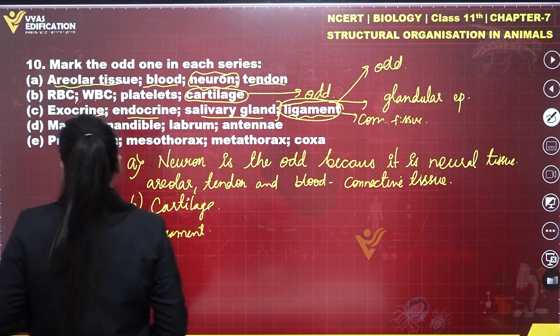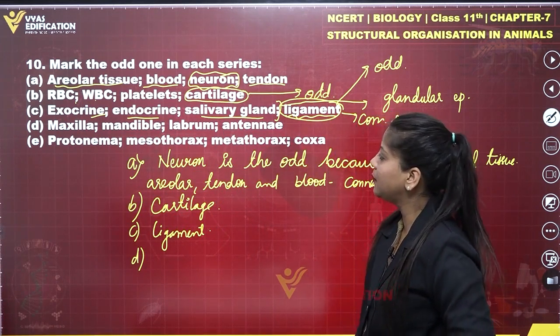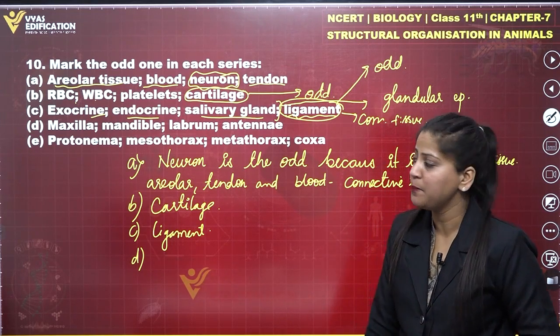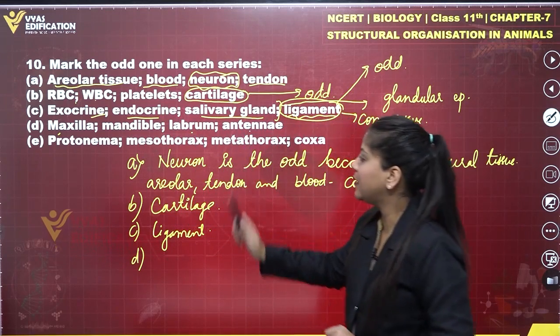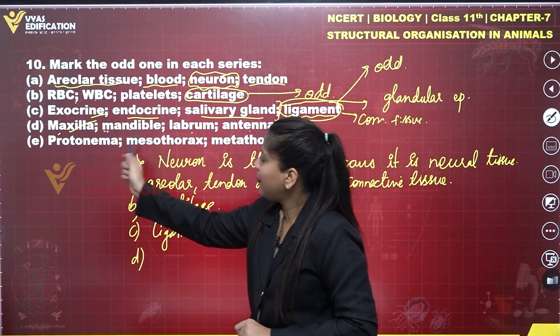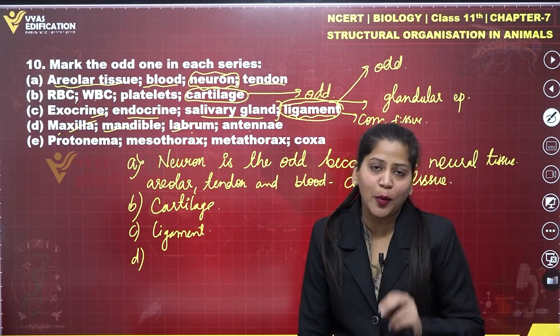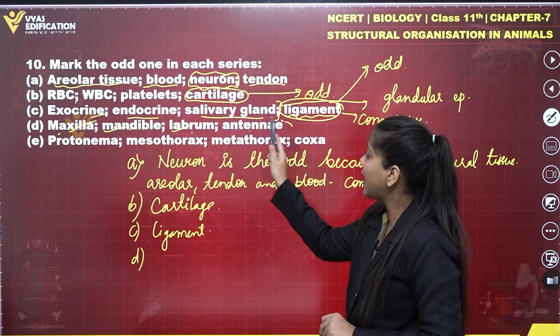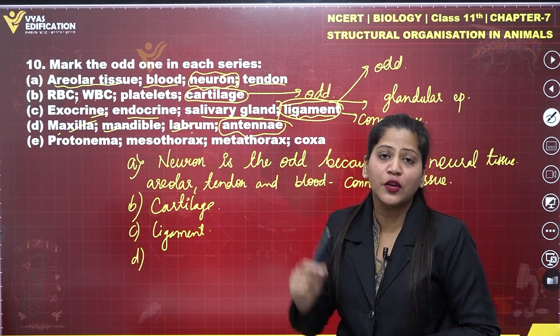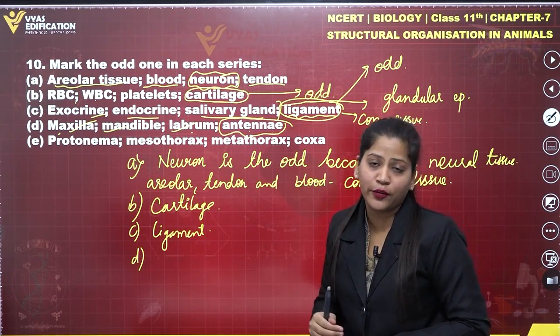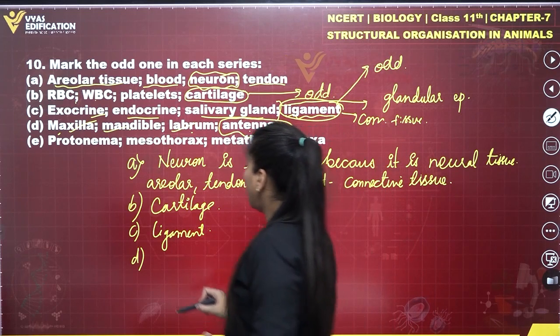In the D, we have maxilla, mandible, labrum and antennae. Maxilla, mandible and labrum are the mouth parts of cockroach, whereas this antennae is the odd one because it is not a mouth part of cockroach. It is present on the head region of a cockroach. So antenna is the odd one.